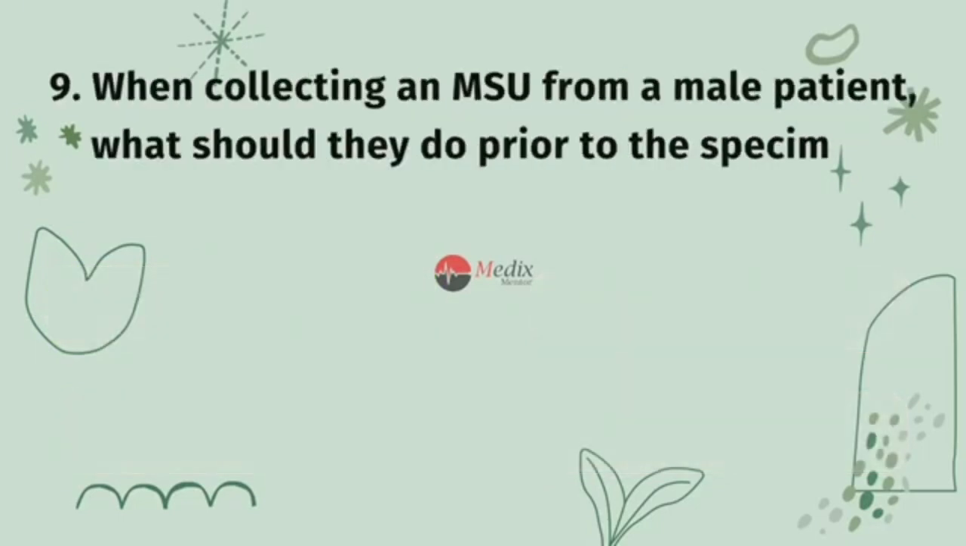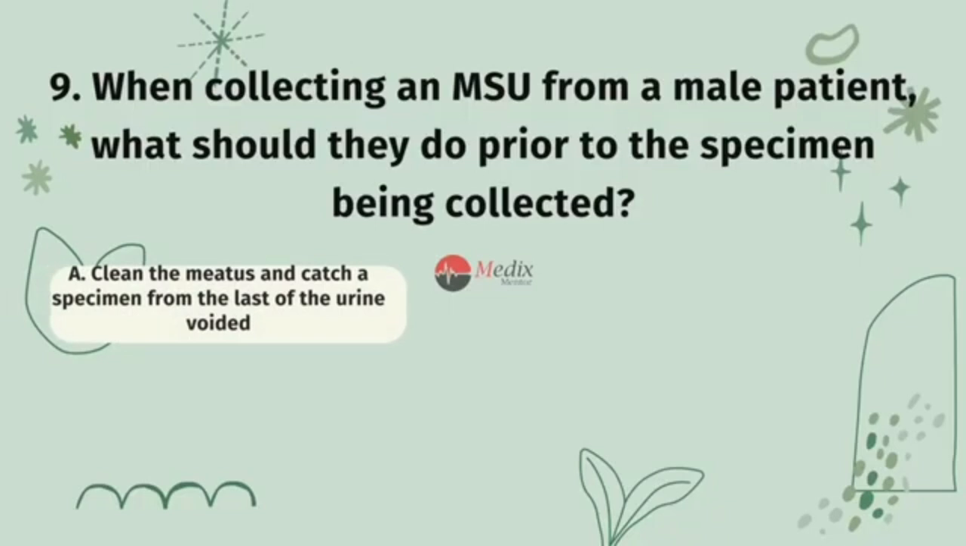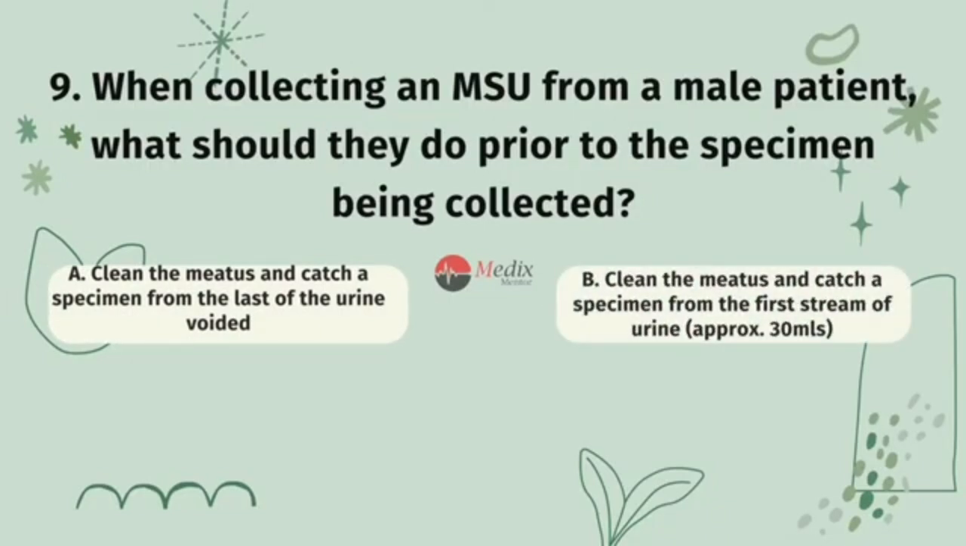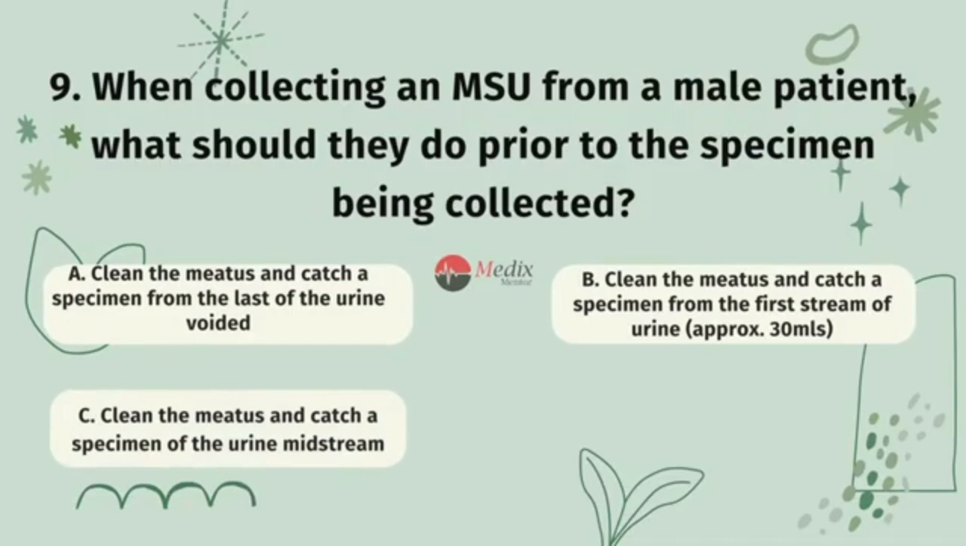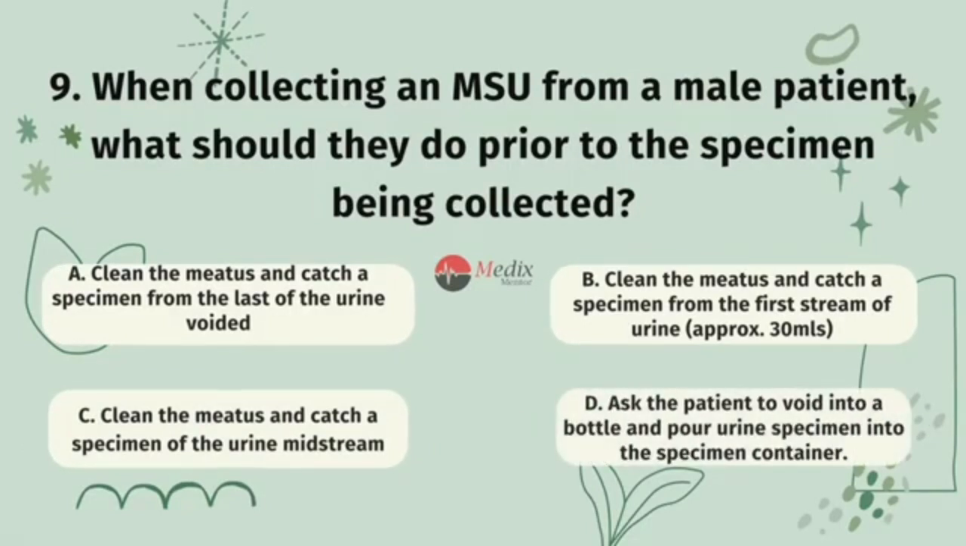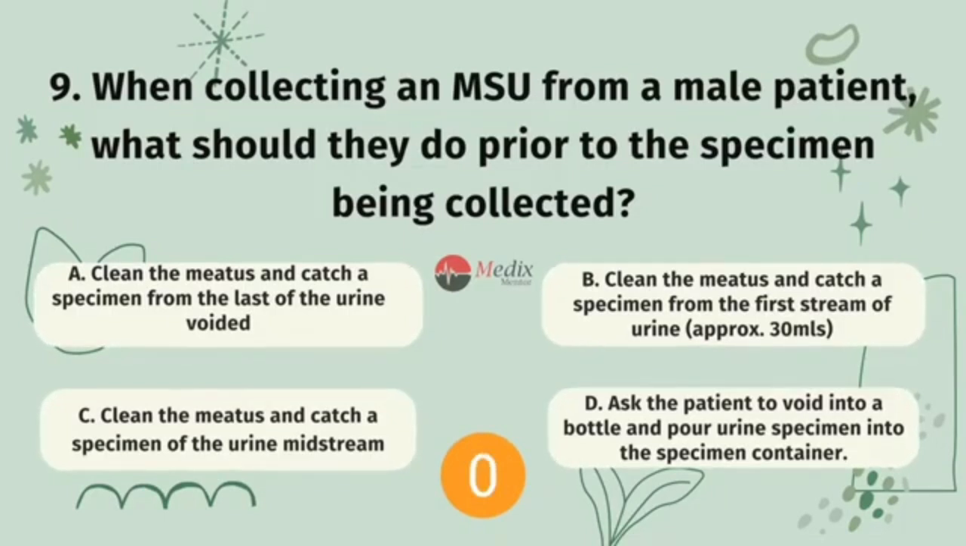Question 9. When collecting an MSU from a male patient, what should they do prior to the specimen being collected? Option A, clean the meatus and catch a specimen from the last of the urine voided. Option B, clean the meatus and catch a specimen from the first stream of urine, approx. 30 mls. Option C, clean the meatus and catch a specimen of the urine midstream. Option D, ask the patient to void into a bottle and pour urine specimen into the specimen container. The correct answer is C.